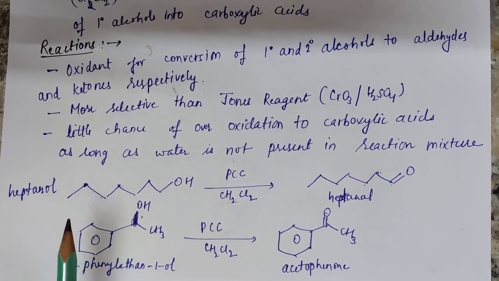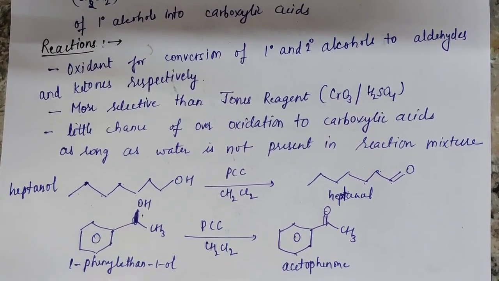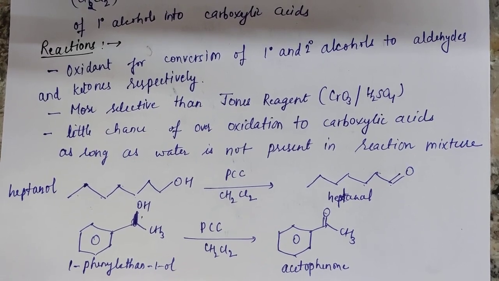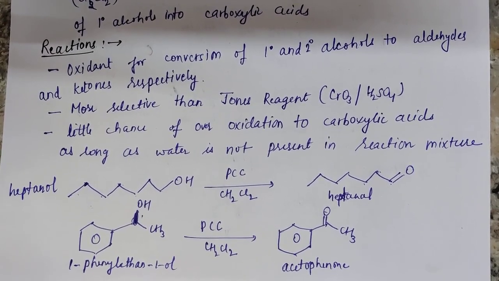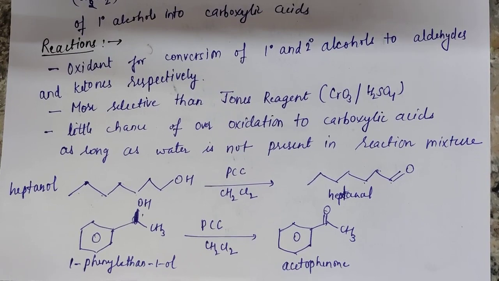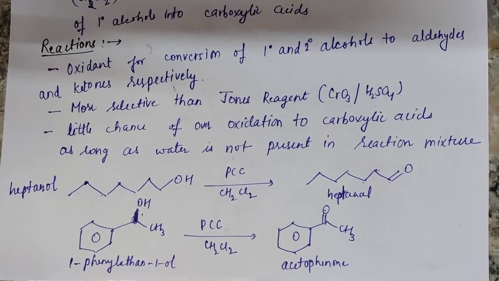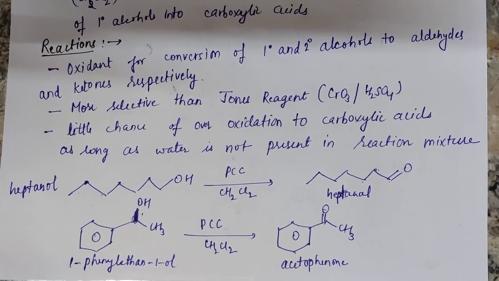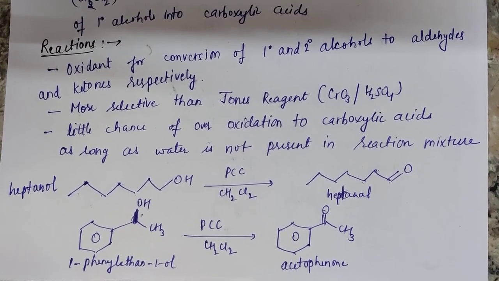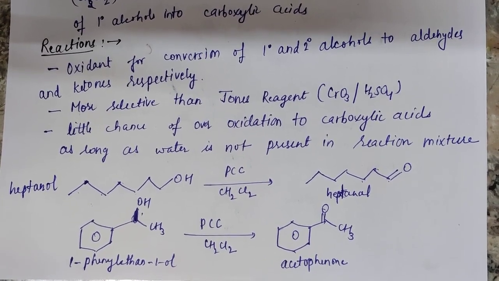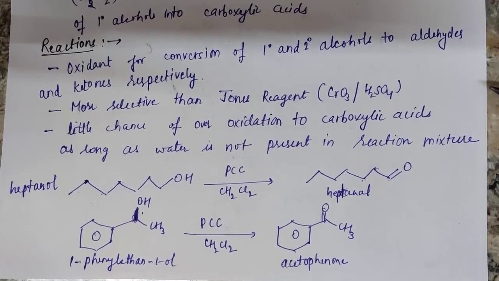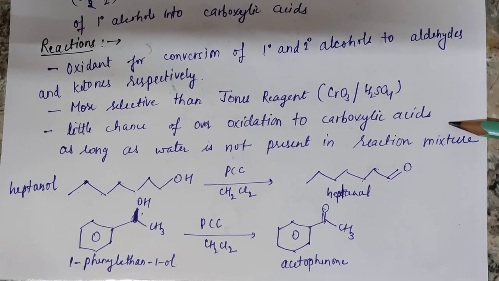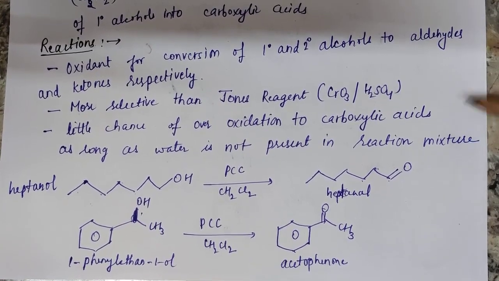The conversion of primary alcohol to aldehyde is only possible if there is no water present in the reaction mixture. If our solvent contains some amount of water, the oxidation will proceed to carboxylic acid. And if there is no water present, the oxidation will stop at aldehydes and it will not go up to carboxylic acids.